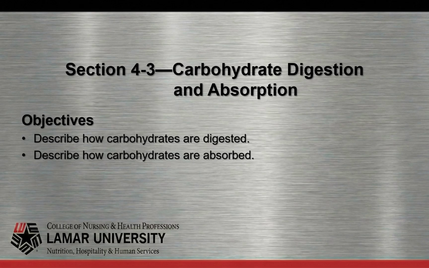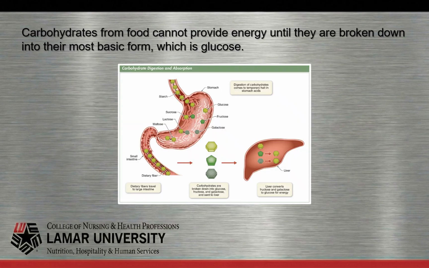The consumption of carbohydrates is vital in order to supply the body with energy. However, carbohydrates from food cannot provide energy until they are broken down into their most basic form, which is glucose. Carbohydrates need to be broken down into monosaccharides, glucose, fructose, or galactose, in order to be absorbed through the cells that line the small intestine.